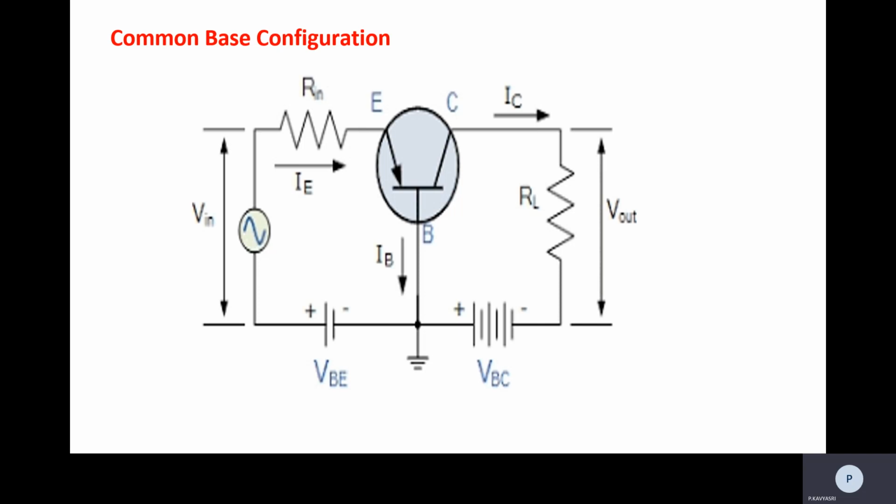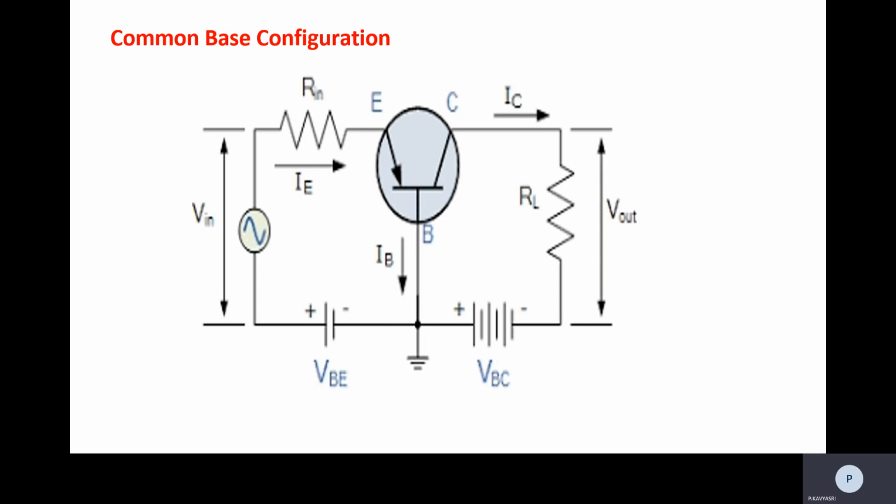If you observe here, the input voltage is VEB and the input current is IE, and the output voltage is VBC and the output current is IC. So that is a simple construction of a common base configuration. Base acts as both input side and output side. Input is given between the emitter and base, and output can be taken between the collector and base.